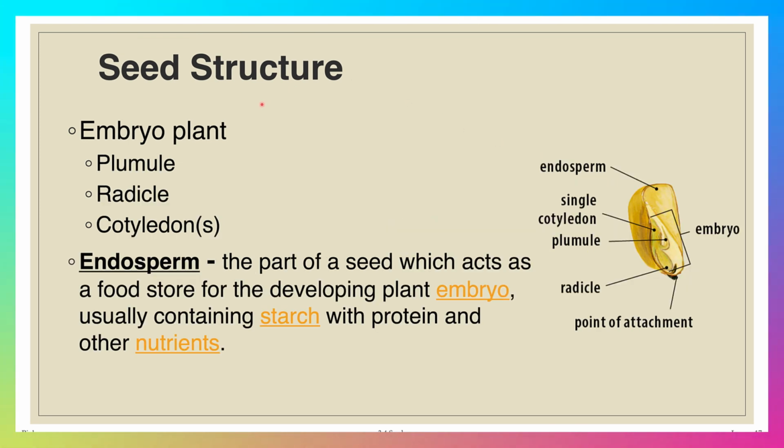Here's another diagram. Here are the parts again restated. But then there's also something called the endosperm, which is the part of the seed which acts as food storage for the developing plant embryo. It usually contains starch with proteins and other nutrients. So in addition, this is the cotyledon, this is the endosperm, and then you have the embryo here with the future root or radicle, and then the plumule here, which is the future stem.